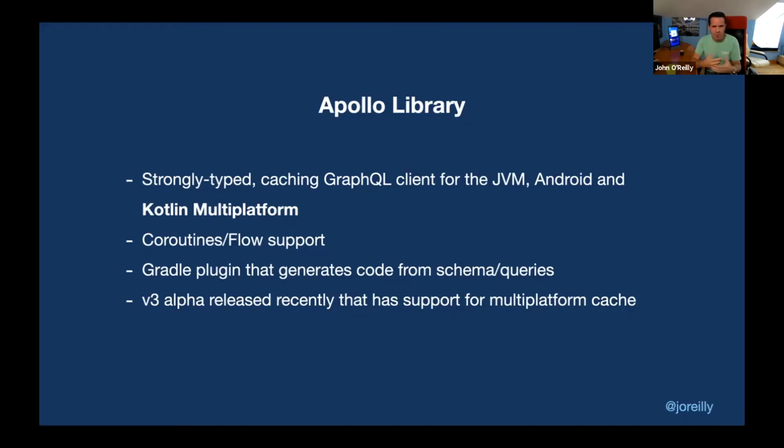As a Kotlin library, obviously you have access to, and the APIs support, things like coroutines and Flow. There's a very nice Gradle plugin, as we'll see in a moment, for downloading that schema I mentioned from the server, and also for generating the client code. And the V3 alpha, which is the multiplatform version, has recently added, as I said, support for the multiplatform cache, which is pretty interesting.